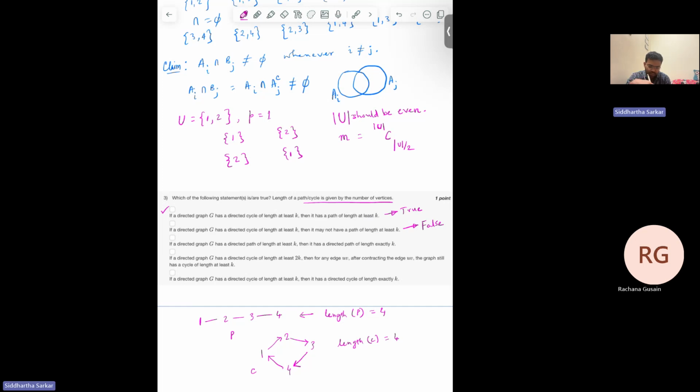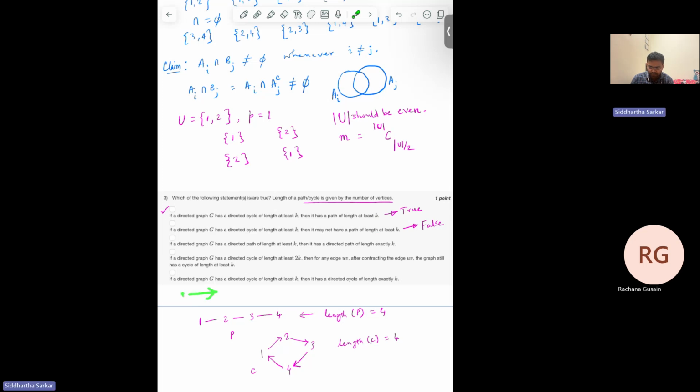Yeah, let's look at the next one. If directed graph G has a directed path of length at least k, so now we are talking about a path, then it has a directed path of length exactly k.